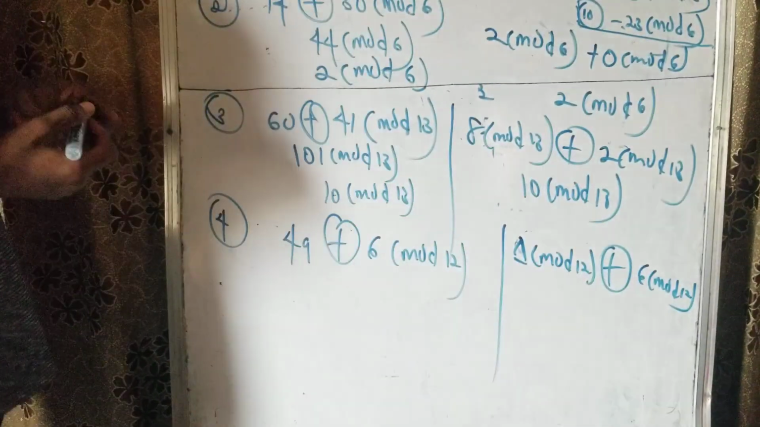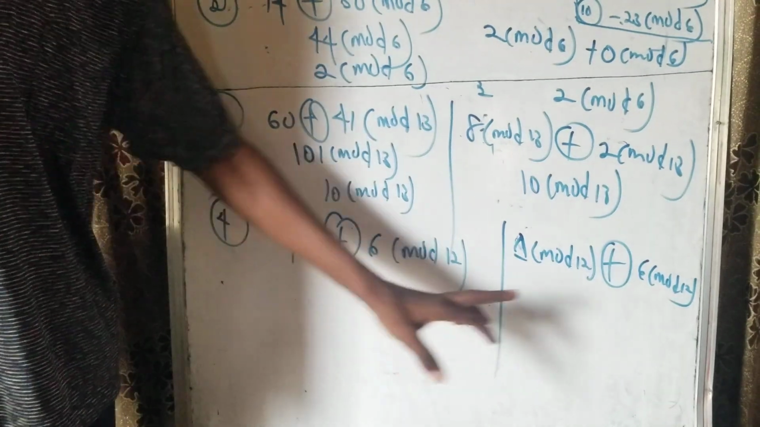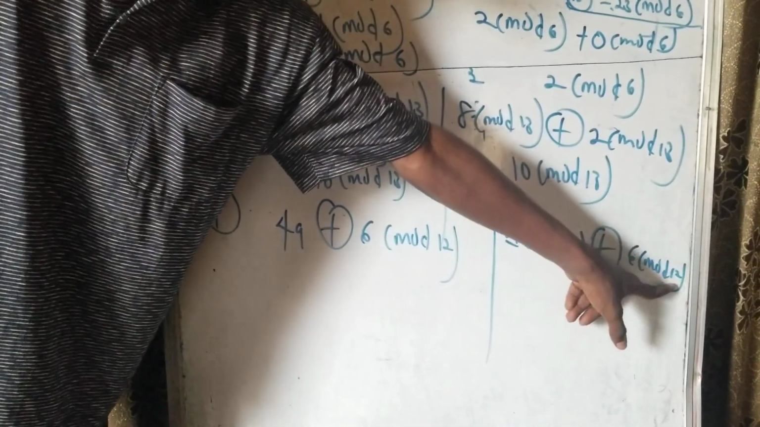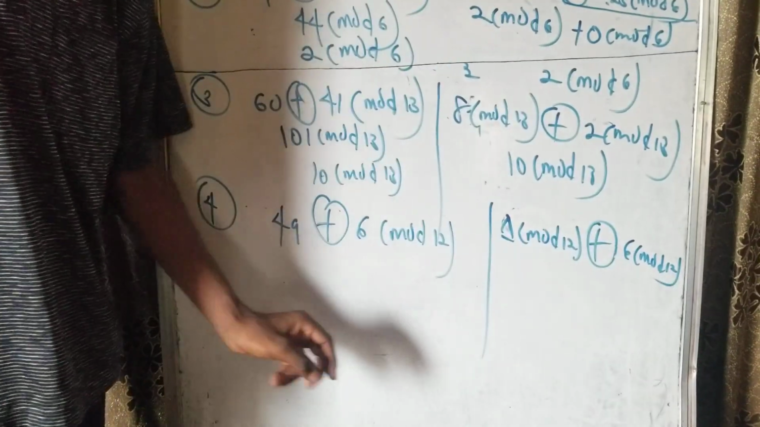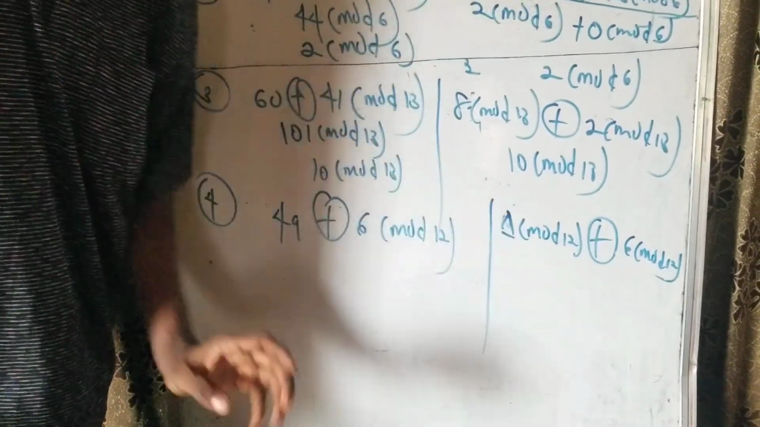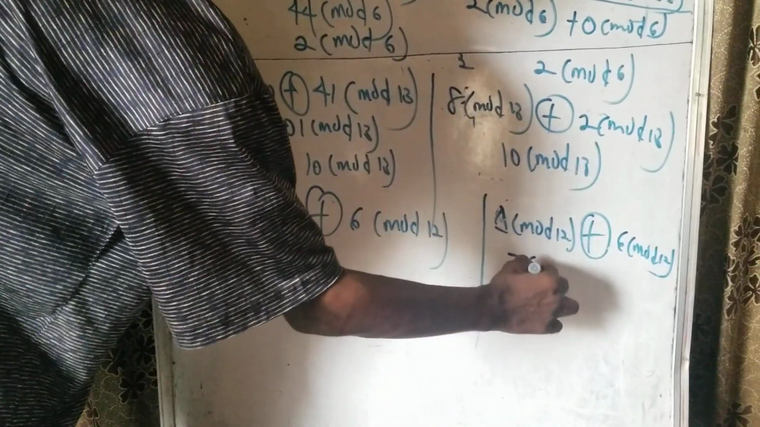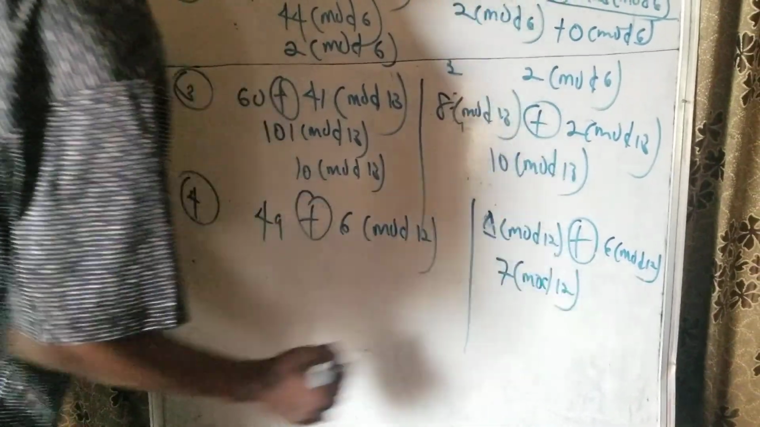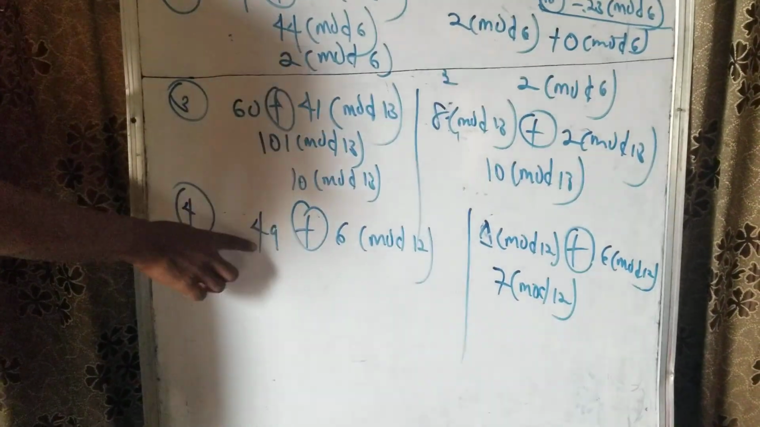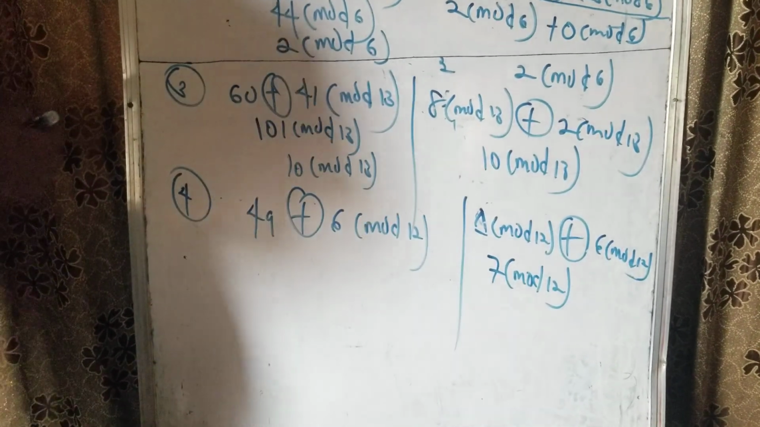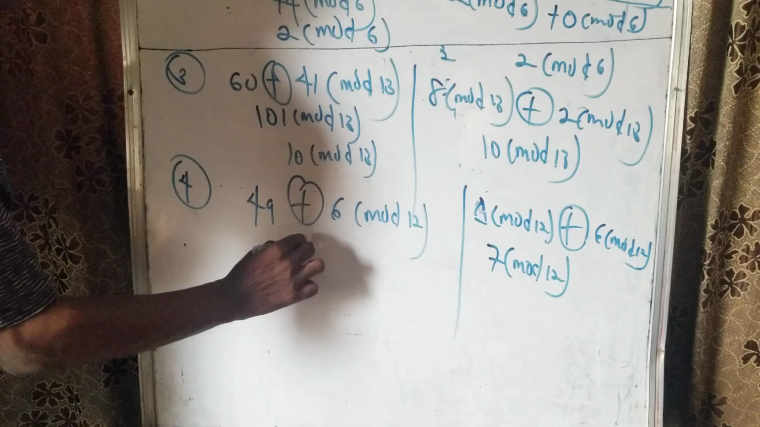Now, the reason why I'm writing 6 mod 12 is because the number outside the mod is not bigger than the mod. Do we get that? Since it's not bigger than the mod, we leave it like that. So that is 1 plus 6. What are we going to have here? 7 mod 12. Do we get that? Or we can just decide to say 49 plus 6. What's 49 plus 6? That's 55.